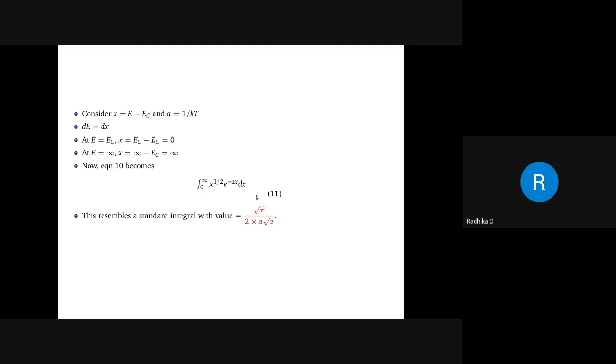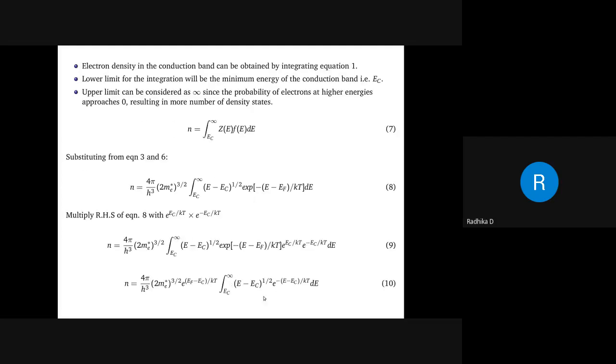So all I need to do is, in your previous equation, instead of this entire integral, now I will write root pi by 2a root a. But what is a? A is 1 by kt. So now your entire expression becomes like this: 4 pi by h cube, 2m star raised to 3 by 2, into exponential Ef minus Ec by kt. These were the terms which are outside the integral. They remain as they are. And then instead of that integral, whatever you had, this is your value.